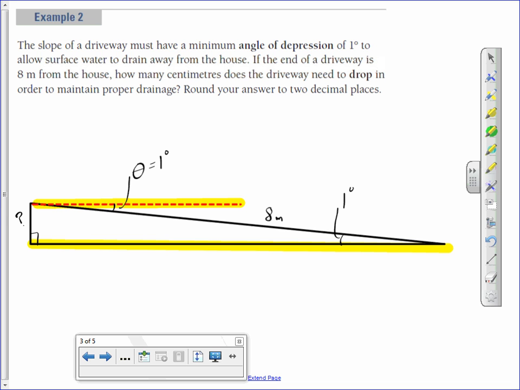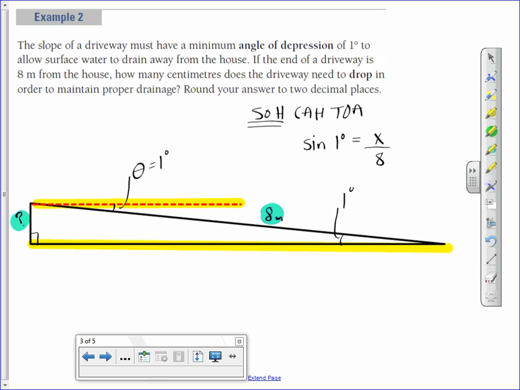So relative to that angle of 1 degree, we're looking for the opposite side, which is the question mark, and we're given the hypotenuse. So when we look at the acronym SOHCAHTOA, we're looking for the trig ratio that has opposite and hypotenuse, which would be the sine ratio. So we would say that the sine of 1 degree equals the opposite side divided by the hypotenuse.